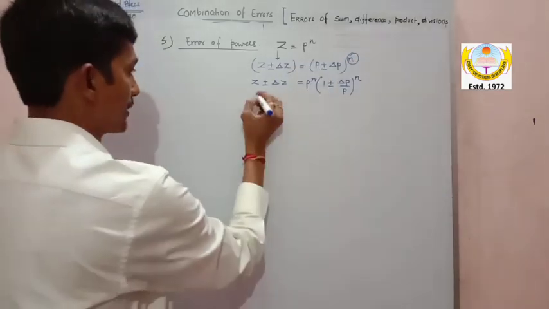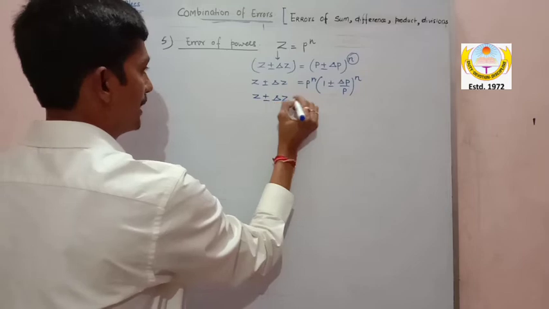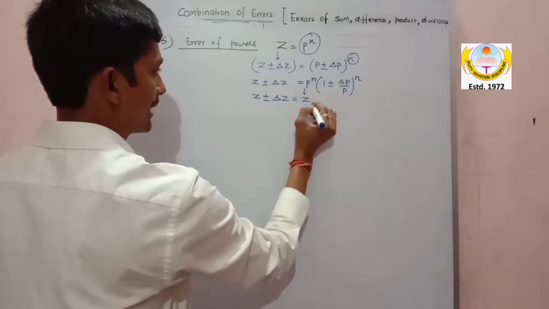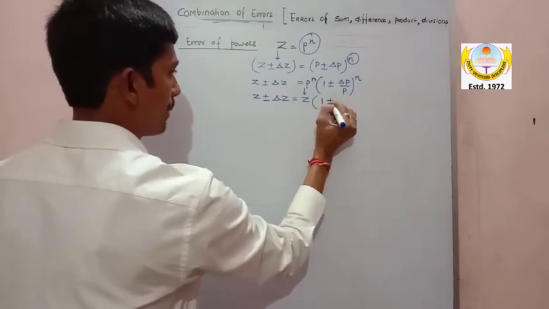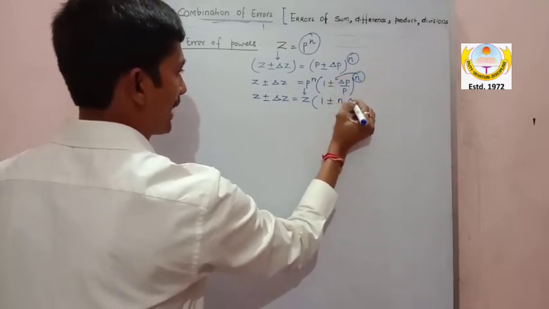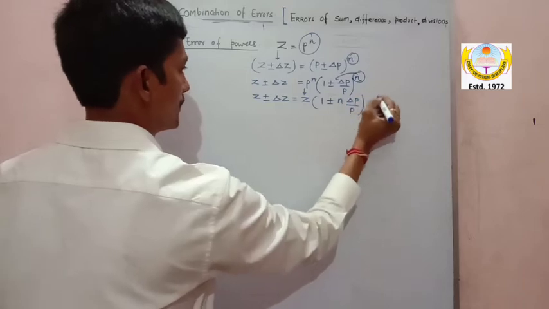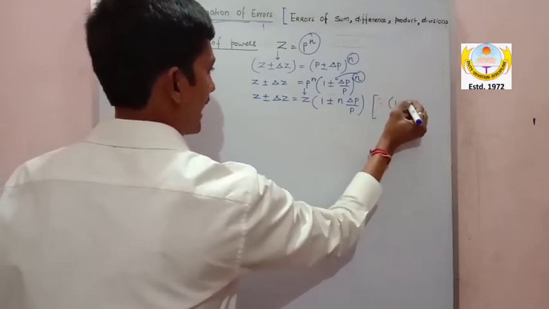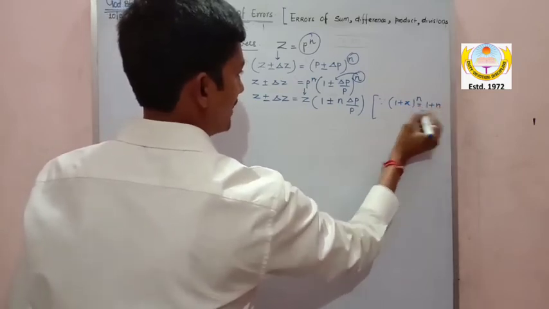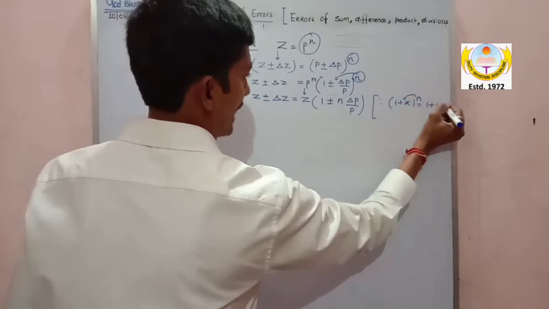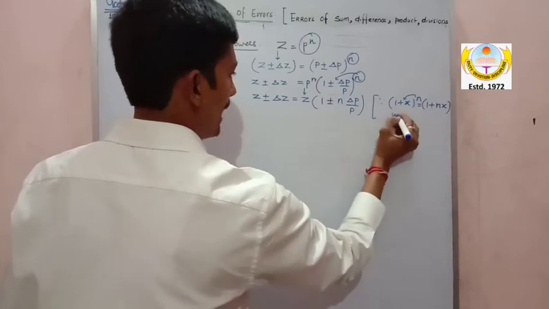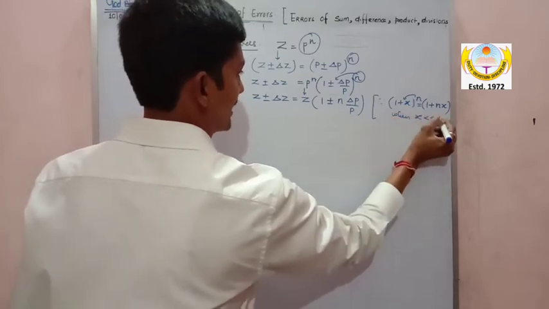Take care. So this is Z plus minus delta Z is equal to P power n. You can see P power n is Z. So this is Z and this is 1 plus minus n delta P by P, because this n will get multiplied here. Since 1 plus x whole power n is written as 1 plus nx, this n will come and multiply x. But we apply this rule when x is less than 1.